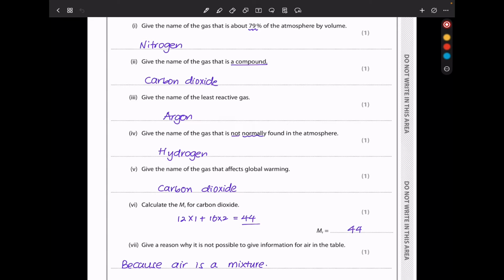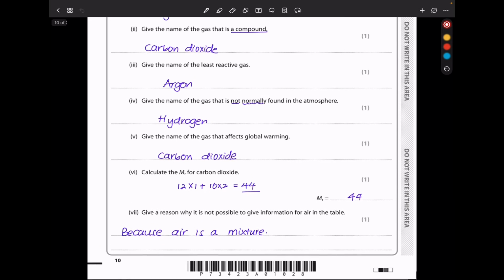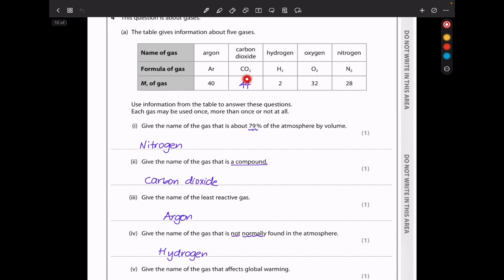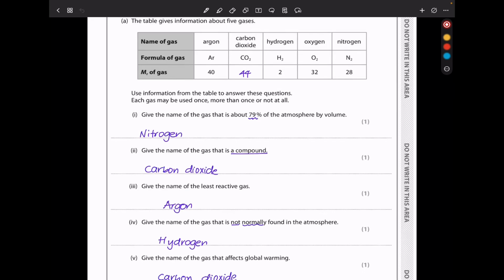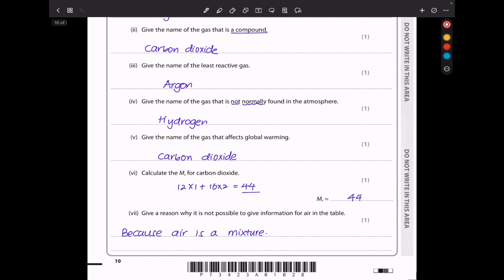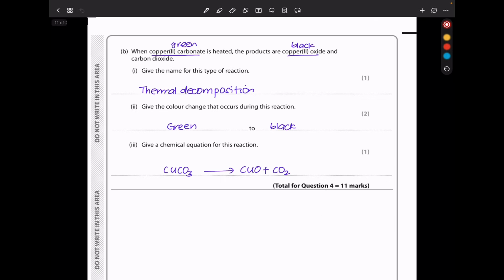And to calculate the Mr of carbon dioxide, it's going to be CO2, so 1 carbon, each carbon is 12, plus 2 oxygens, each oxygen is 16, giving us 44 in total, and that's the answer. So from the table, you see I put 44 to represent the Mr of carbon dioxide gas. And then they say give a reason why it is not possible to give information for air in the table. This is because air is a mixture of different gases, so we cannot give its composition.